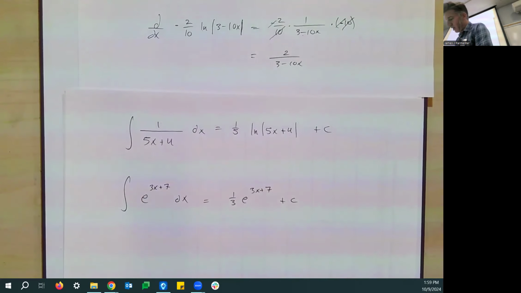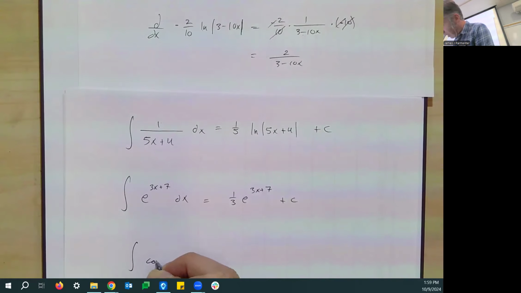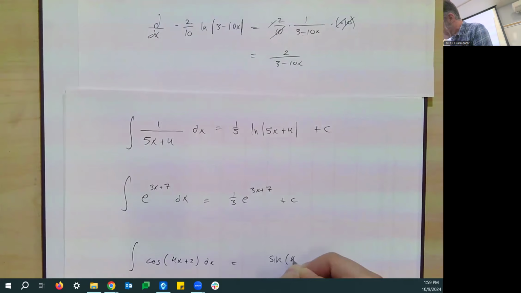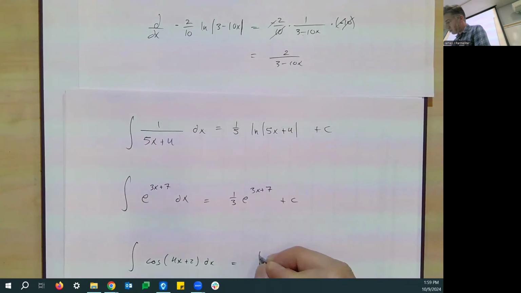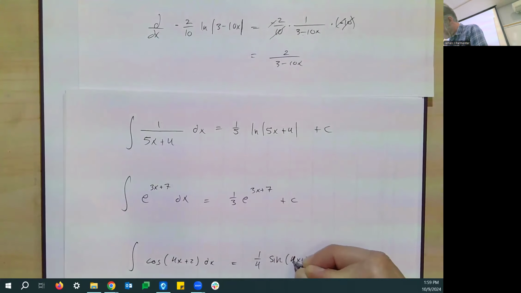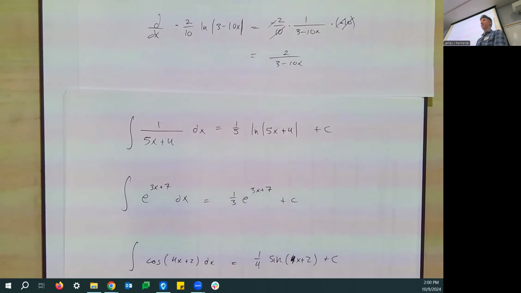I got another minute. If I was going to do the integral of cosine of 4x plus 2, it would be sine of 4x plus 2, and I would divide by 4. And that is a 4, believe it or not. Sorry, that 4 looks terrible. That's a 4.